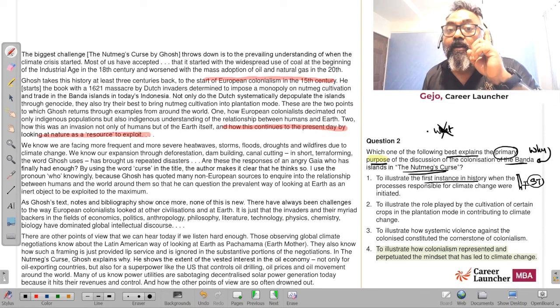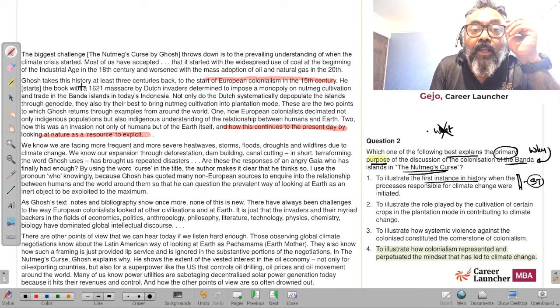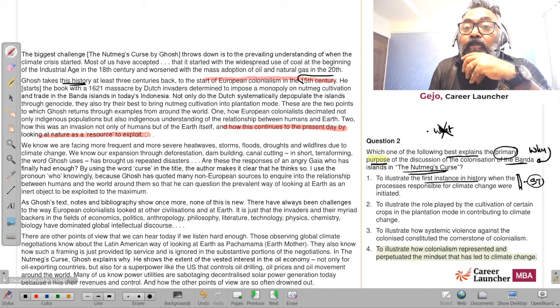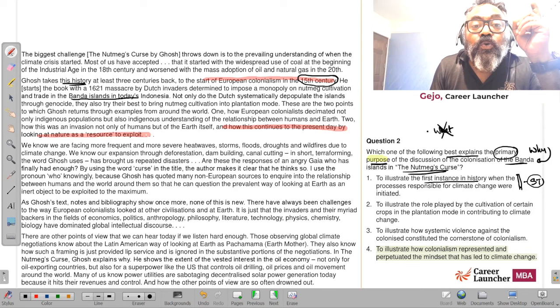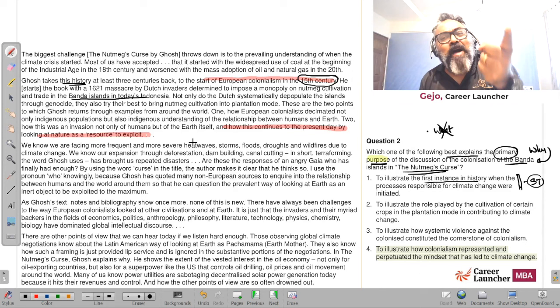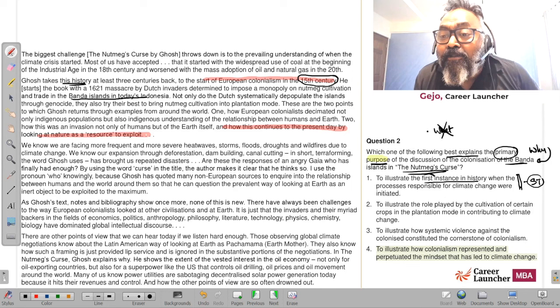Okay, the history of this climate crisis starts back in the 15th century. The author has not presented this Banda Island issue as being the first one. It's not that nothing happened before and then the problem happened in Banda. So the Banda Island being the first instance is sort of extreme, right? That is a sidetracking one.